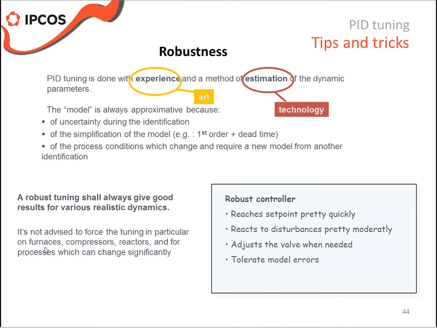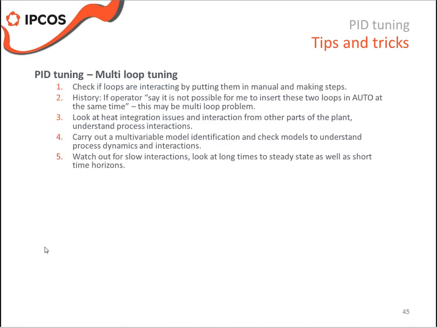Now, what are the things we need to look out for in terms of multi-loop tuning? How do we know if it's a multi-loop PID problem or if it's a single-loop PID problem? You can do that by putting the loops in manual and making some steps and seeing what those interactions are. You can use some APC modeling technology to come up with the various responses.